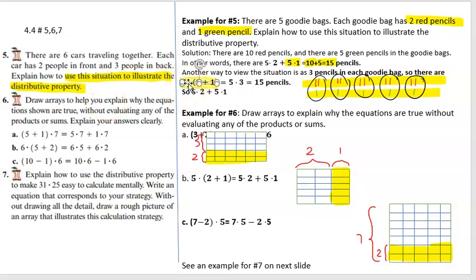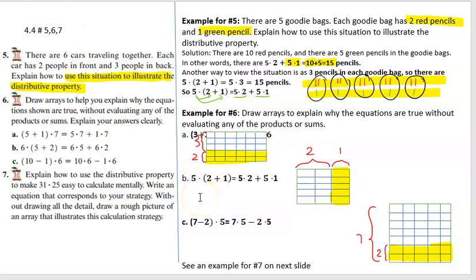I guess I can copy this one first, because that's what we usually do when we use the distributive property. We distribute a 5 to 2 to get 5 times 2, and 5 to 1 to get 5 times 1, and add them together. So these two different ways of counting the total number of pencils must be equal to each other, because both of them tell us how many pencils we have in the goodie bags. And when we set them equal to each other, that's exactly the distributive property.